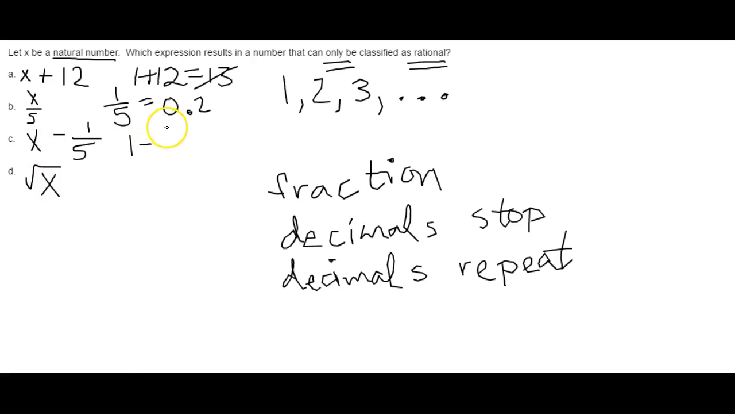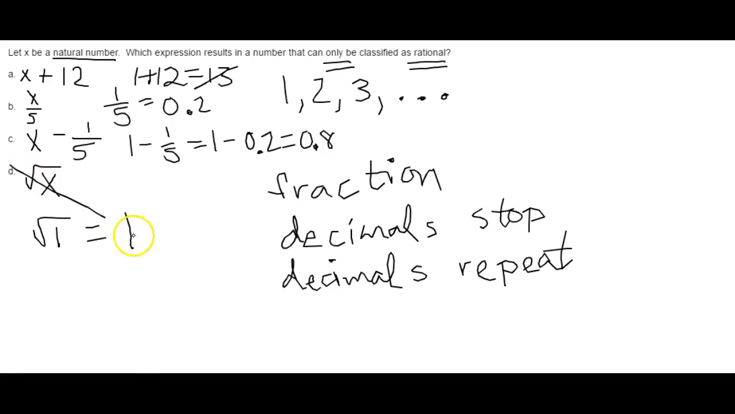If we plug in 1 minus 1/5. So 1/5 we already know is the decimal 0.2. 1 minus 0.2 is 0.8. So here's a second possible option for our answer. This is also only rational. Let's check the last one really quick before we decide between B and C. If we plug in 1 here, square root of 1 is 1. That's a whole number or an integer or natural, so it's definitely not D, and it was definitely not A.